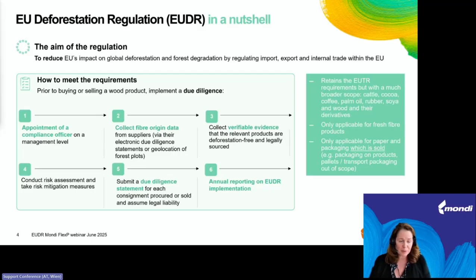This is a topic we'll come back to a couple of times in the course of the presentation. So if you are selling 100% recycled materials with no fresh fiber, no virgin fiber in there, it's not in scope. And again, it's also only applicable for paper and packaging which is being sold as such. So it's not for packaging on products, pallets, or transport packaging. So once you have a finished product put into a paper-based packaging, it's no longer in scope. But we will come back to that again.